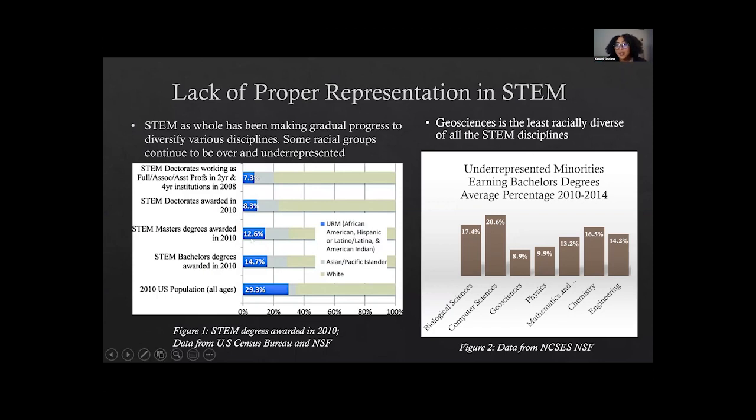STEM as a whole has been making really great progress in distributing that more evenly, but you can still see that there's a gap between some racial groups, such as white and Asian American, compared to more underrepresented groups like Black, Hispanic, and Native American. And compared to other STEM sciences, the geosciences also tend to fall behind by a lot, but they're still making that same consistent growth. It's just that compared to other STEM sciences, they do fall behind by at least a few percentage points.